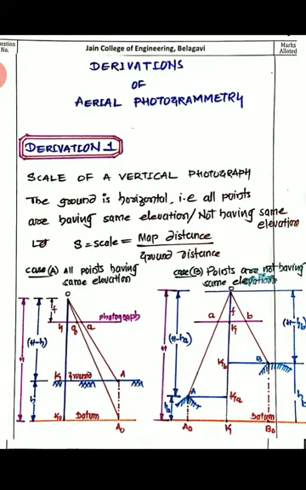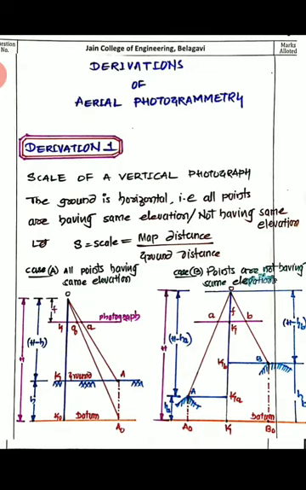Today we are going to derive the scale of a vertical photograph. This is derivation 1 of aerial photogrammetry. In the previous class also we discussed this derivation, and today again we are going to discuss it clearly so that we can solve a few problems on this.